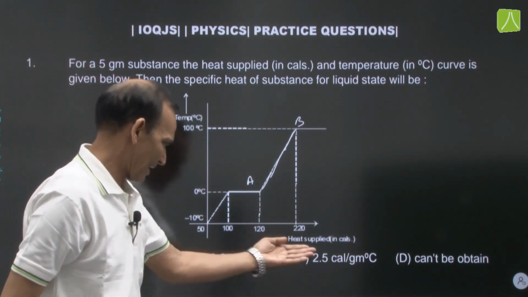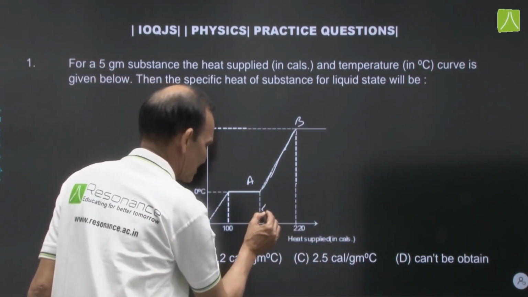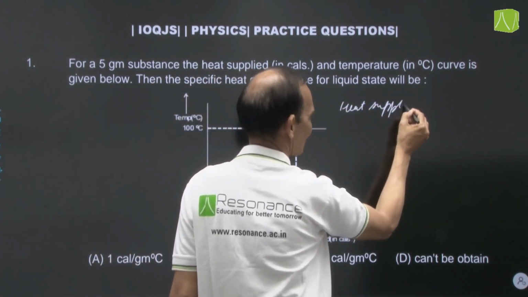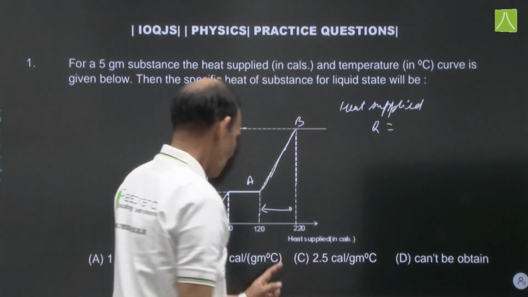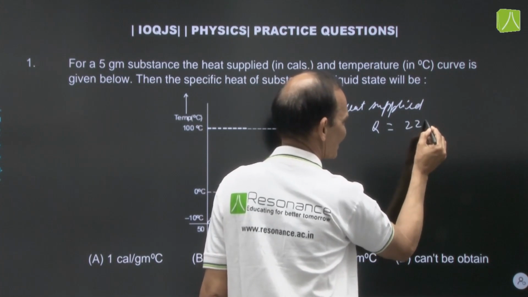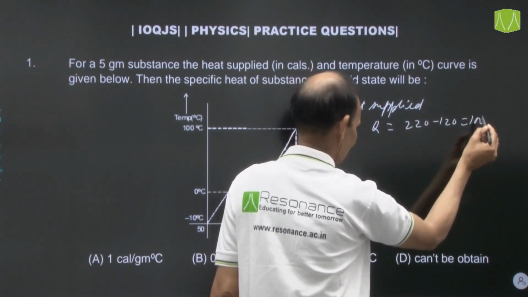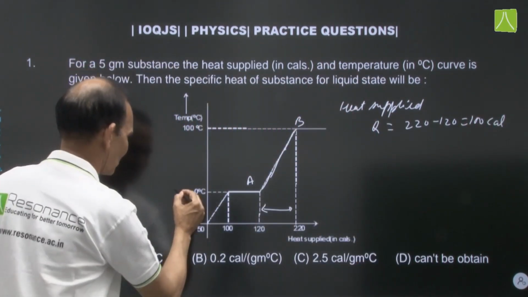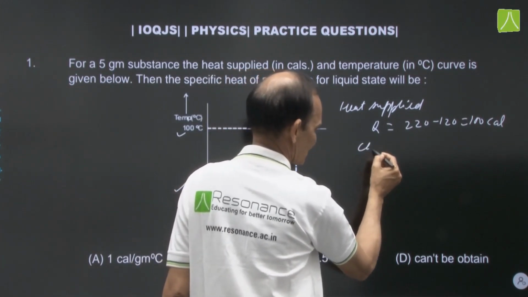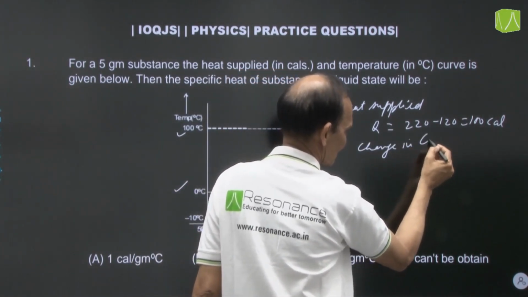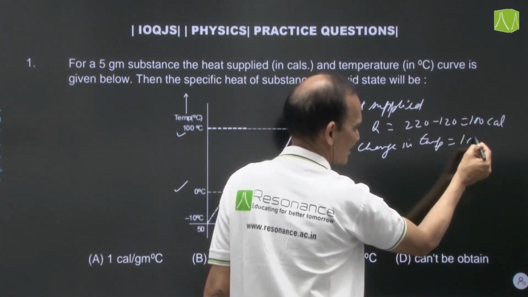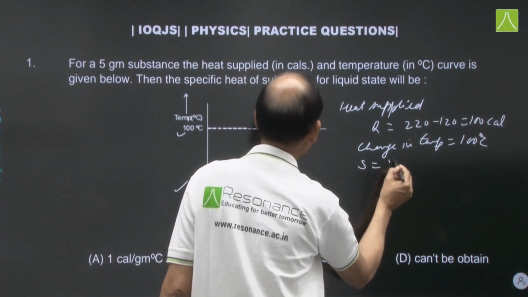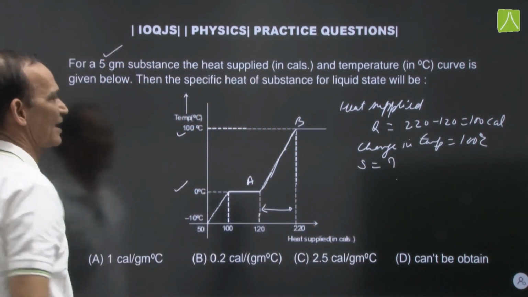From A to B, at the x-axis heat supplied, we can easily find that is Q. So heat supplied Q is equal to 220 minus 120, that is equal to 100 calories. Temperature is from 0 to 100, so change in temperature is 100 minus 0, that is 100 degrees Celsius. We have to find the specific heat S. Mass is given, that is 5 gram.